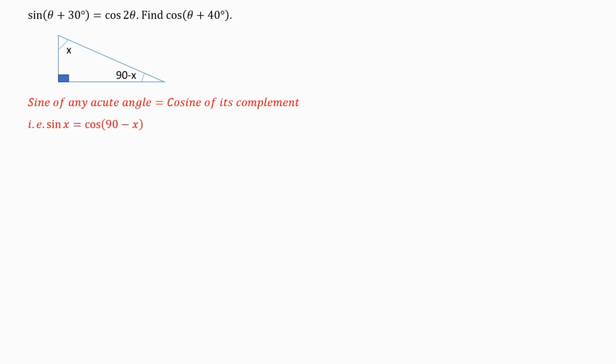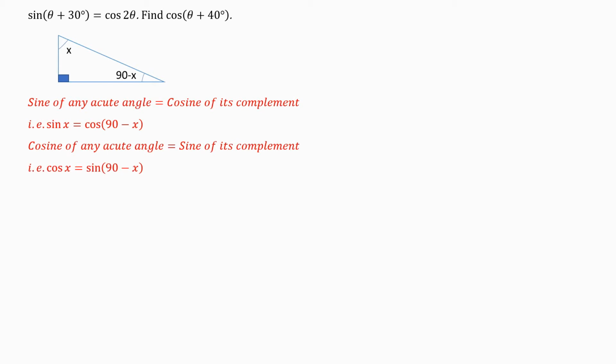To illustrate, if we have a right angle, one of the acute angles will be x and the other will be 90 minus x. So, for a right angled triangle, the sine of any acute angle is equal to the cosine of its complement. That means, using our example, sine x is equal to cos 90 minus x. And the cosine of any acute angle is equal to the sine of its complement. So, cos x is equals to sine 90 minus x.